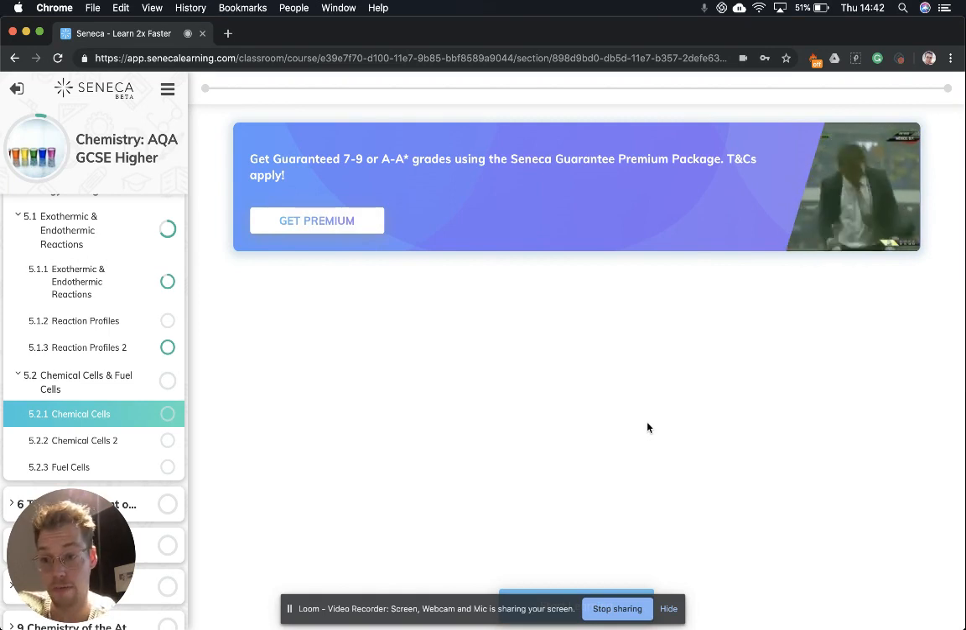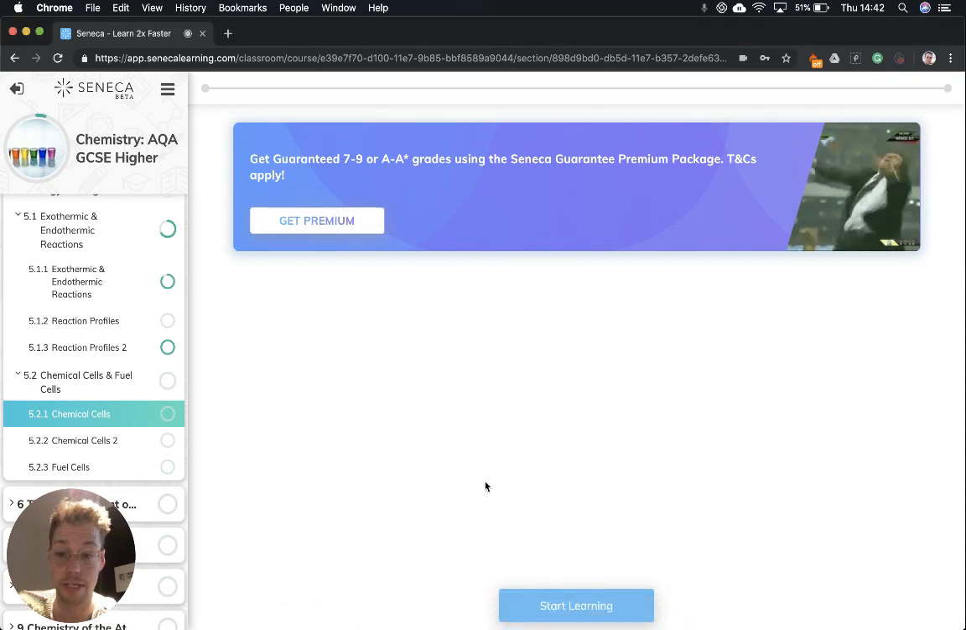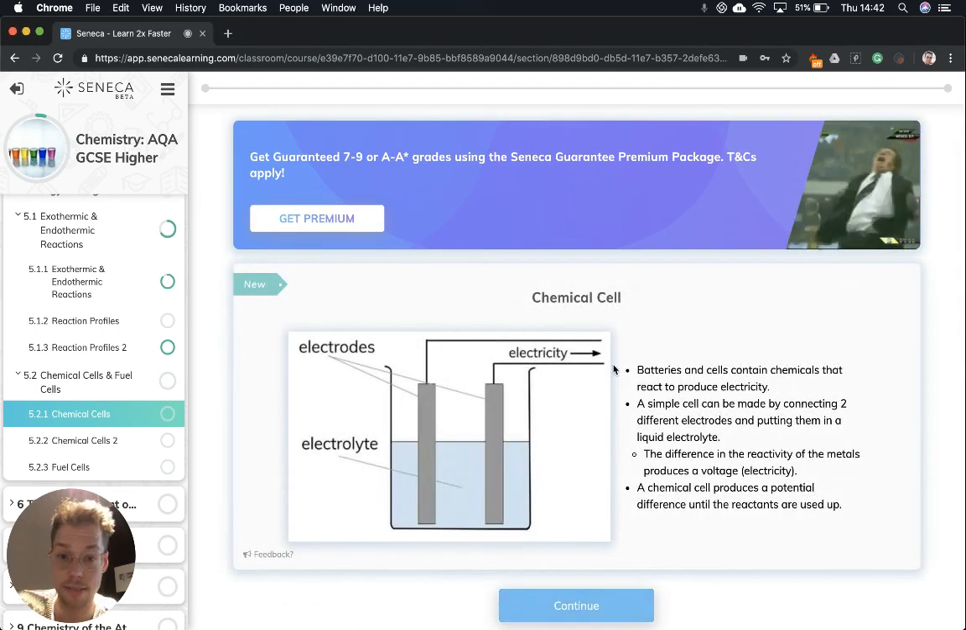Today we're going to be going over chemical cells part 1, going over the basics, the key terminology, everything you need to know to get up to speed for your exam. So let's start learning. Let's start with, what is a chemical cell?